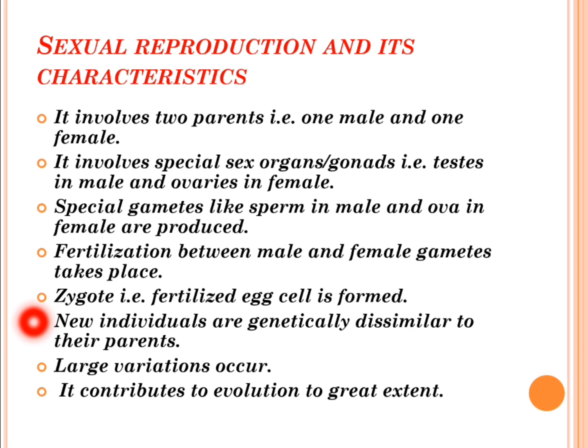As it involves two parents, new individuals are genetically dissimilar to their parents. This leads to variations, as large variations occur during sexual reproduction. So sexual reproduction leads to evolution to greater extent.